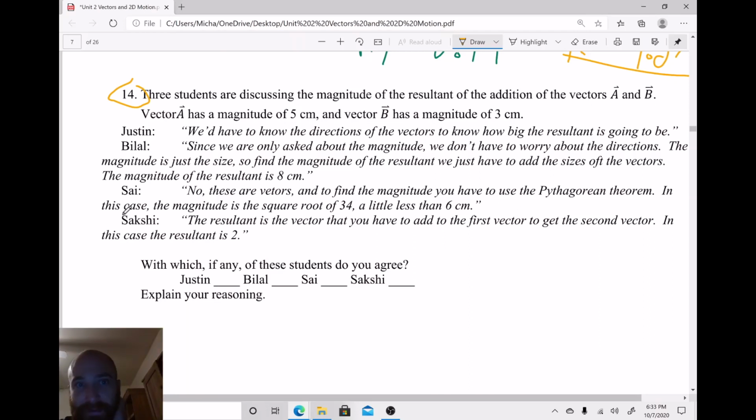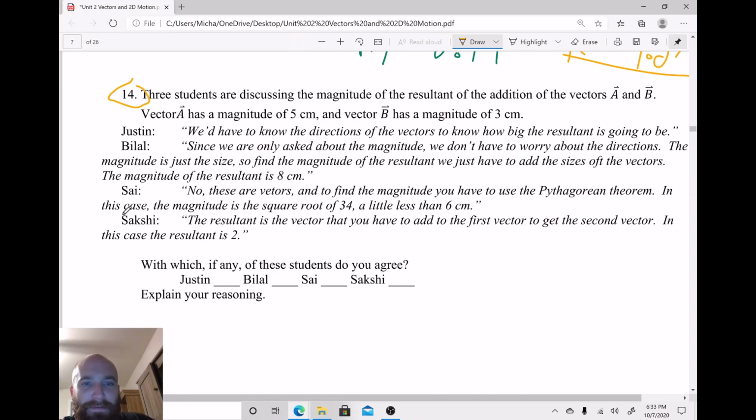Three students are discussing the magnitude of the resultant of the addition of the vectors A and B. Vector A has a magnitude of 5 centimeters. Vector B has a magnitude of 3 centimeters. All right, so these kids are all talking. Justin says we'd have to know the directions of the vectors to know how big the resultant's going to be. Bilal says, since we are only asked about the magnitude, we don't have to worry about the directions. The magnitude is just the size. So to find the magnitude of the resultant, we just add the sizes, and the resultant is 8.